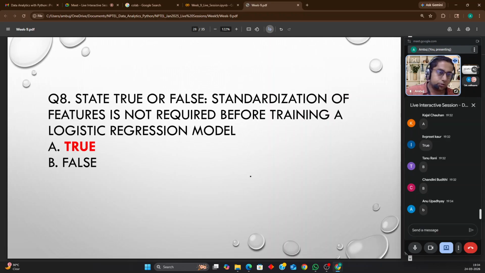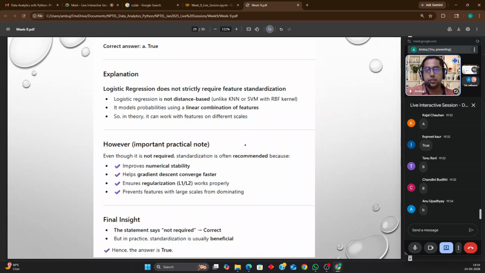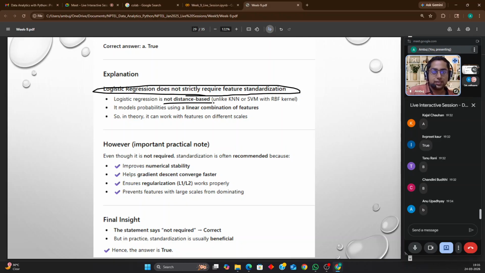See here, correct option would be A only. Standardization of features is not required before training a logistic regression model. This particular statement is true only. Why so? We will see. Logistic regression does not strictly require the feature standardization. Logistic regression is not distance based.